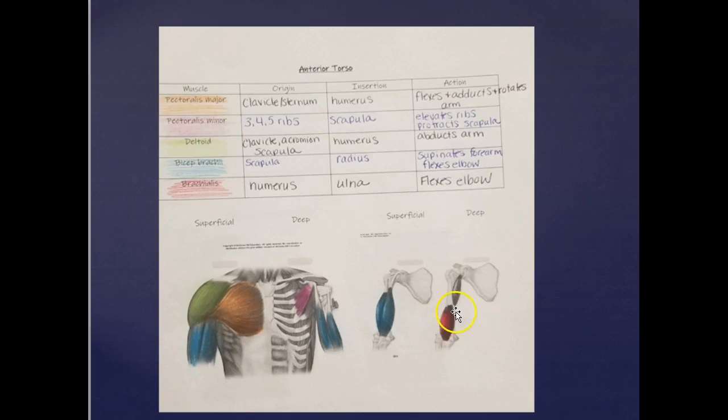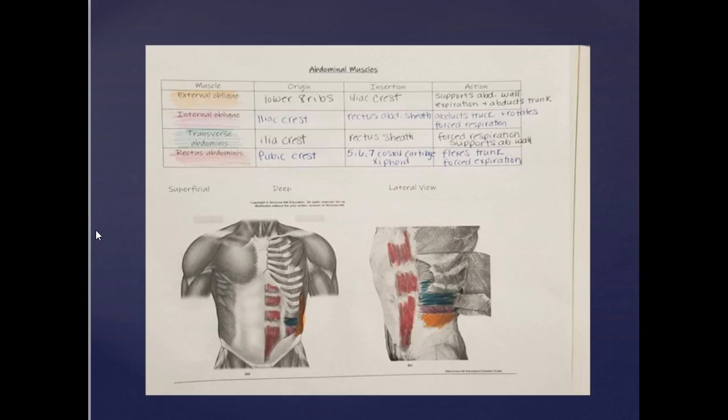The brachialis is located underneath the bicep. So again, here's a superficial view of where your bicep would be. If we cut this bicep and flap it open, then underneath towards your elbow area would be the brachialis, and its job is to flex the elbow. It's going to attach to the humerus, and its insertion, or the bone that it moves, is the ulna. Next are your abdominal muscles.